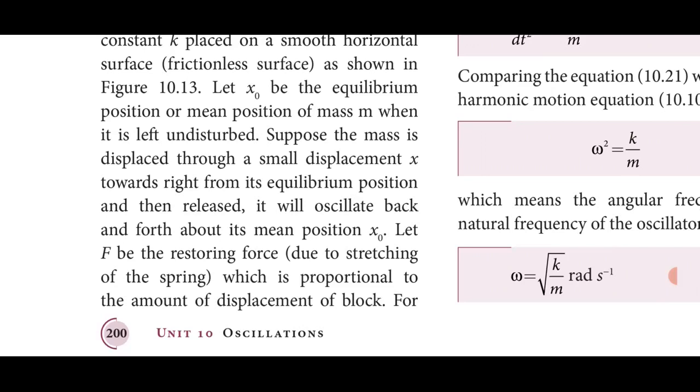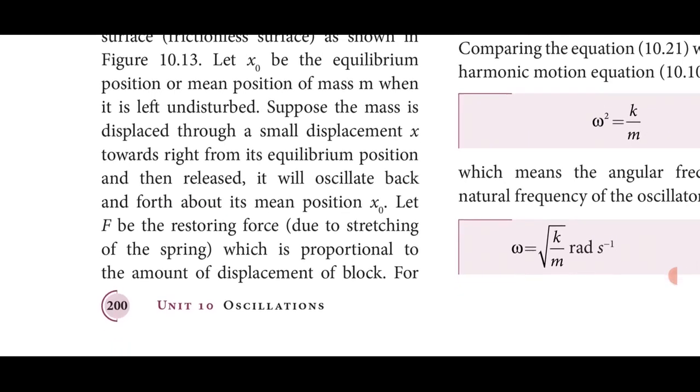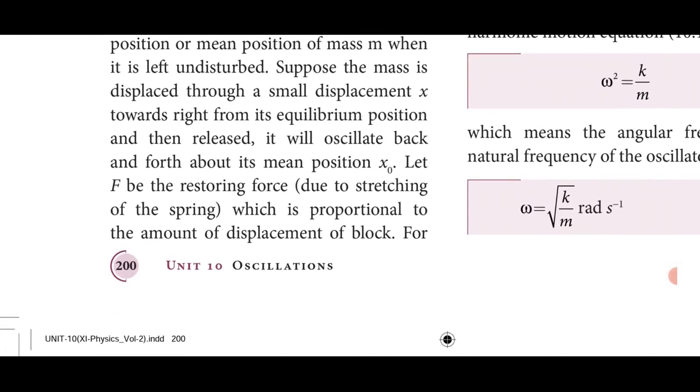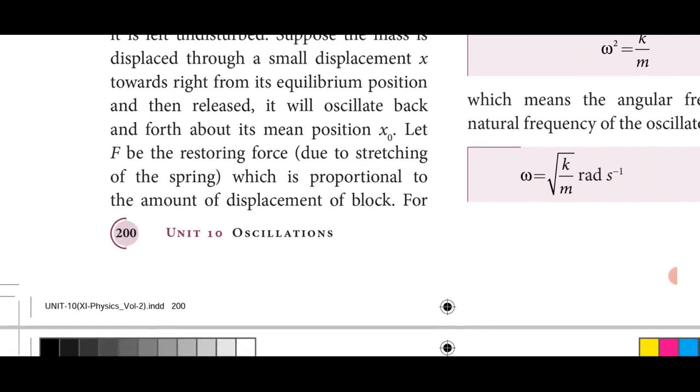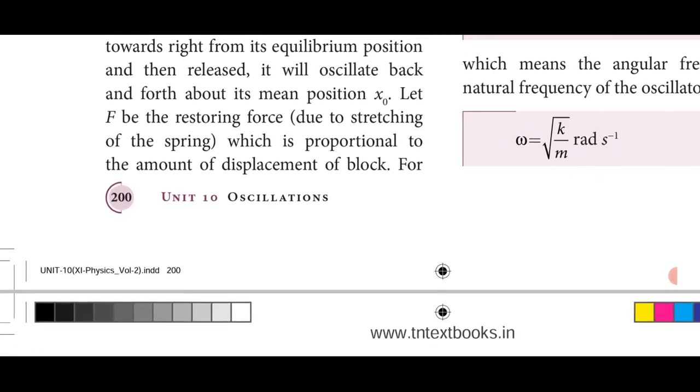When it is left undisturbed, suppose the mass is displaced through a small displacement x towards the right from its equilibrium position, then it is released and it will oscillate. If you move it and after that release it, the spring will move, right? So that is what has happened here. We move it towards the right and then leave it, and now it is going to oscillate back and forth about its mean position x0.